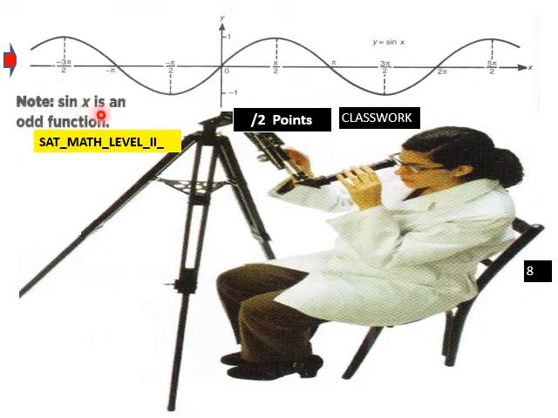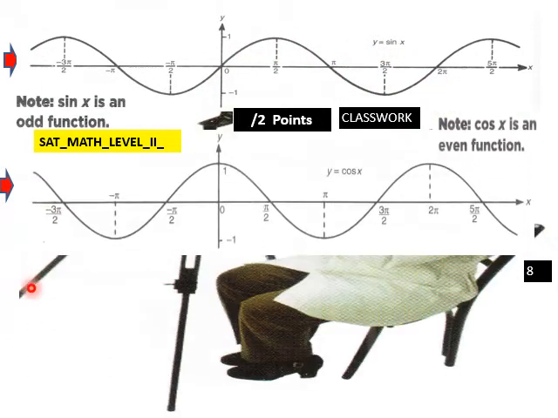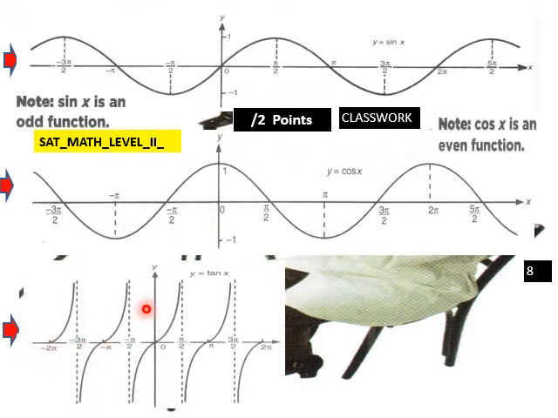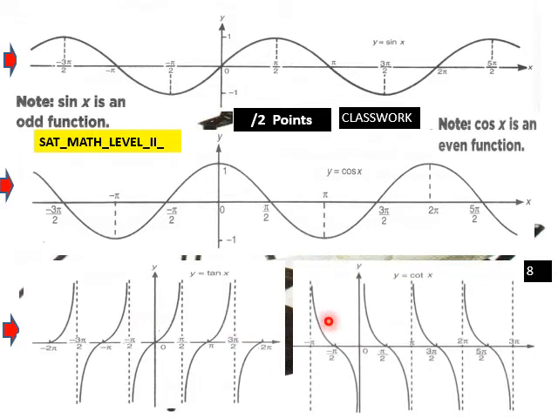Sine x is an odd function, so here's an example of a sine function, y equals sine x. And then here's y equals cosine x. Cosine x is an even function. And then here's your y equals tan x function, and then y equals cotan.